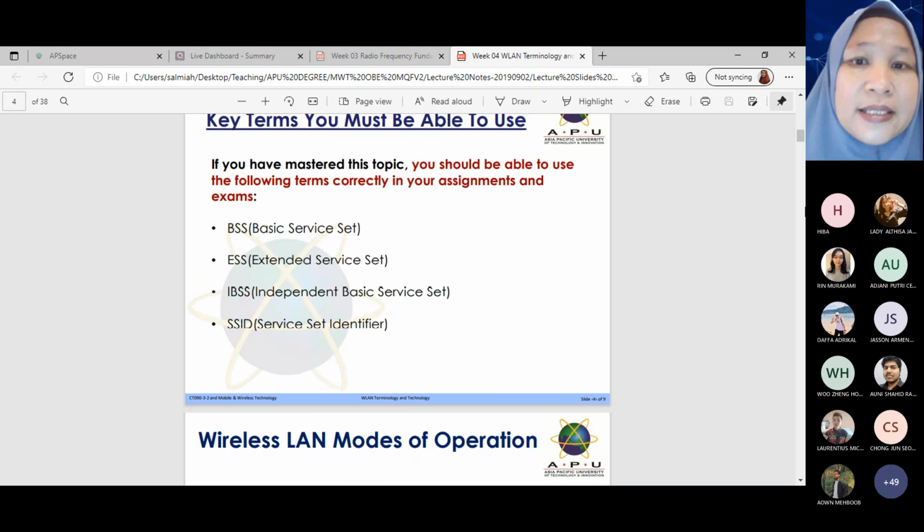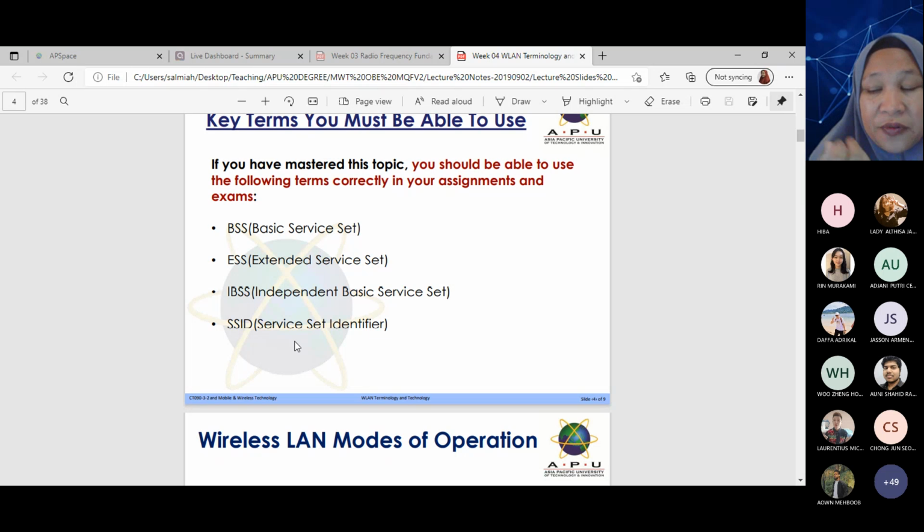So these are the terms related to the infrastructure mode. Basic service set, extended service set, ESS, and also independent basic service set, IBSS, are the terms that we're going to learn in relation to the infrastructure mode. But this SSID is the one that we will learn in relation to passive and active scanning and how we connect to the wireless infrastructure.